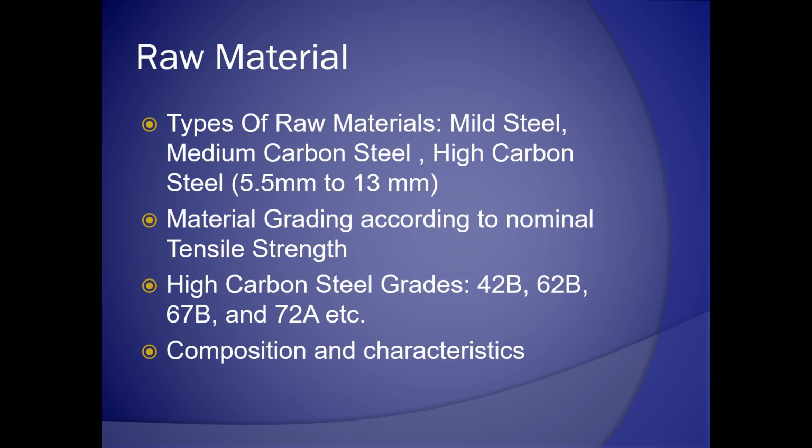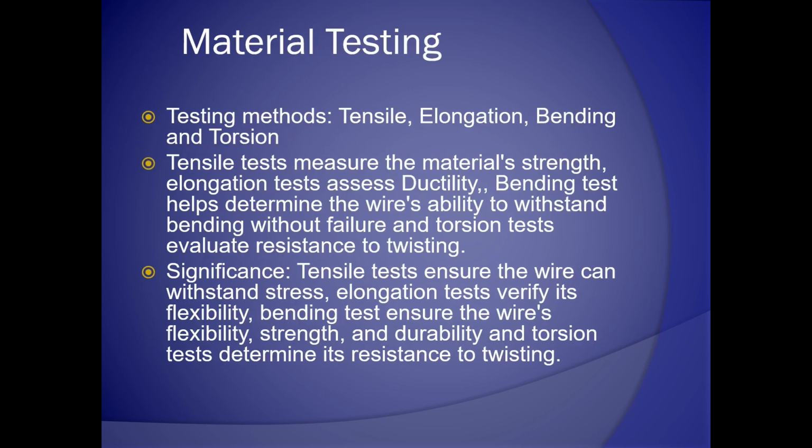Understanding the composition and characteristics of the materials used in wire manufacturing is crucial. The materials undergo testing using methods such as tensile, elongation, bending, and torsion tests. Tensile tests measure the strength of the material, elongation tests assess ductility, bending tests evaluate the wire's ability to withstand bending without failure, and torsion tests gauge its resistance to twisting. These tests collectively ensure that the wire meets the required standards for strength, flexibility, and durability.